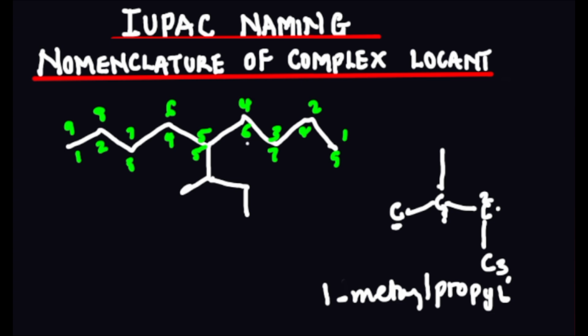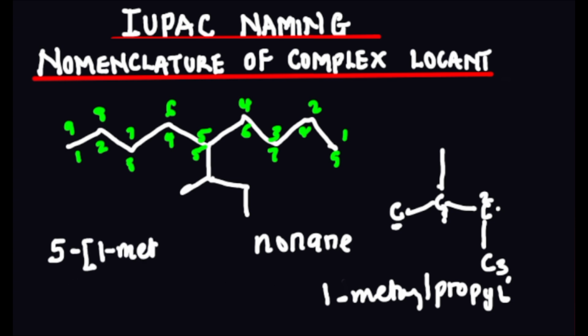Now we come back here. Since we are having 9 carbon atoms, which represent nonane, right? So we're going to have nonane. Then at position number 5, we are going to have 5, then open a square bracket, 1-methylpropyl, then close it, then we're going to have nonane, right? That's basically 5-(1-methylpropyl)nonane. That's what you're going to have, and that's going to be the name of this compound.